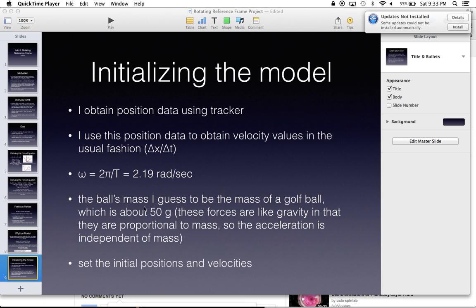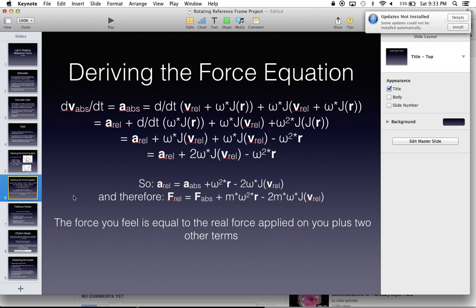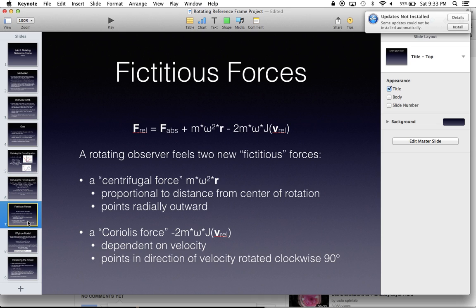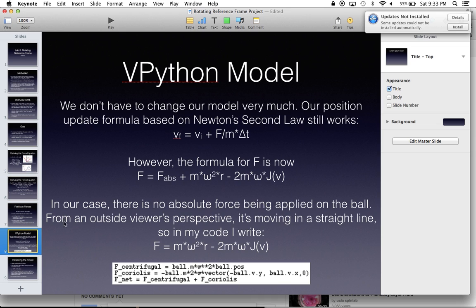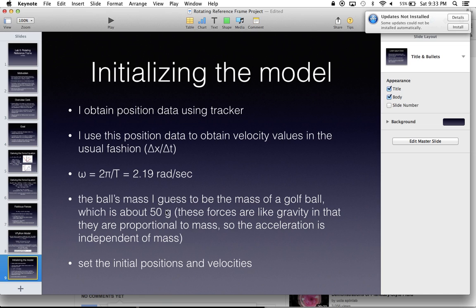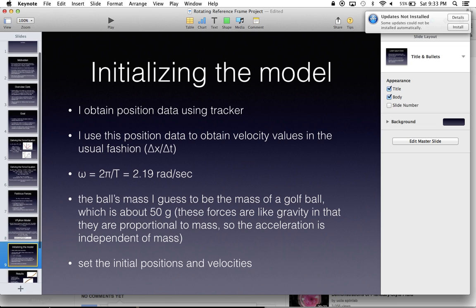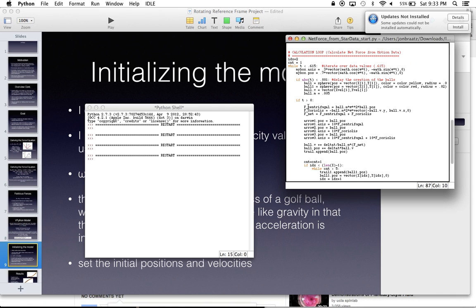However, the centrifugal and Coriolis forces are like gravity in that they're proportional to mass. This and this are proportional to mass. So the acceleration that they feel is independent of mass, just like gravity. In the long run, it doesn't actually matter what I put for 50 grams. It's good when analyzing the forces, but all masses accelerate the same. So let's see what we get when we run the model.